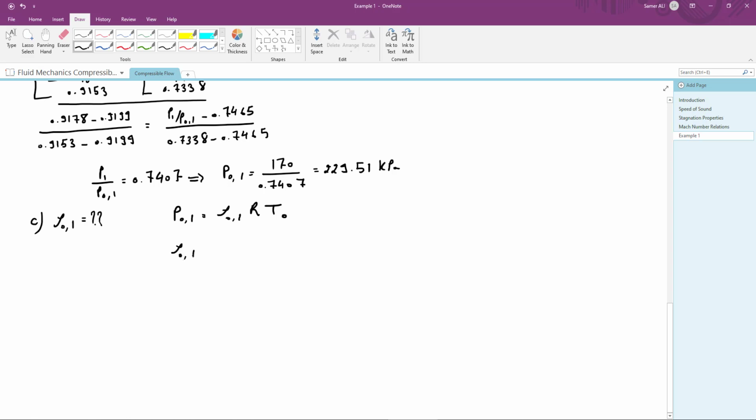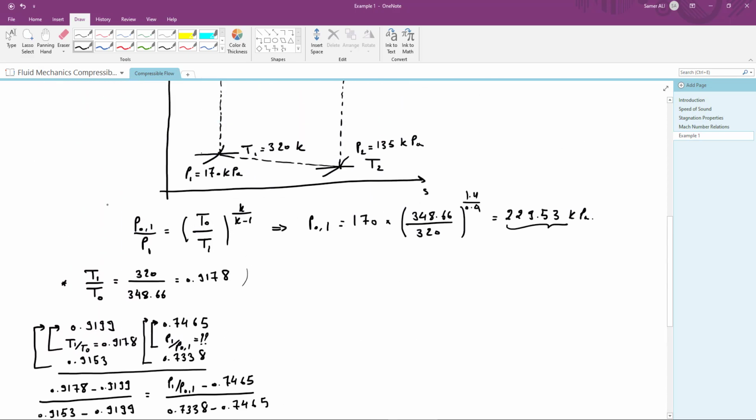So ρ naught 1 is P naught 1, which is 229.51 times 10 to the power 3 over 287 times T naught, which is 348.66. So this will be equal to 2.29 kilograms per meter cubed.